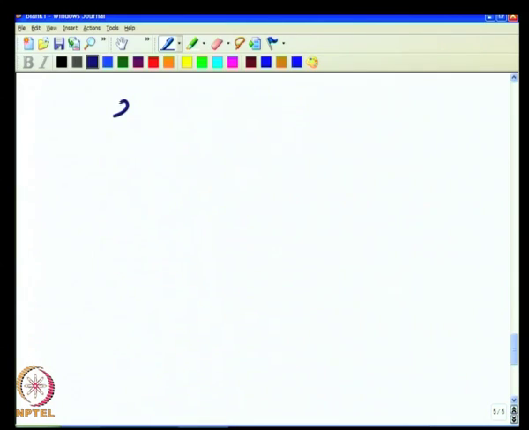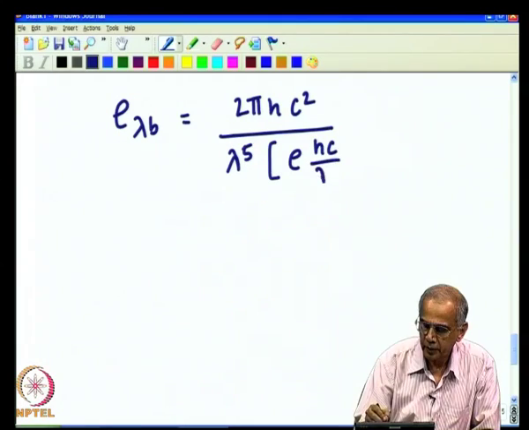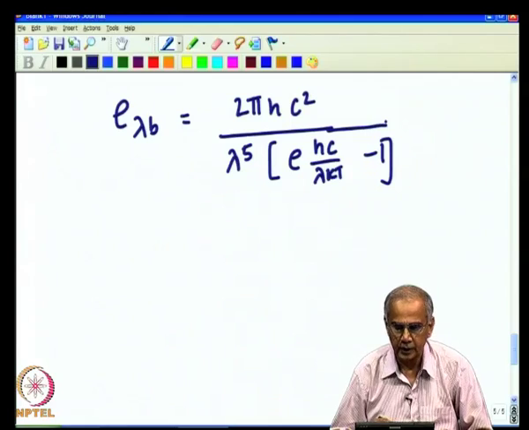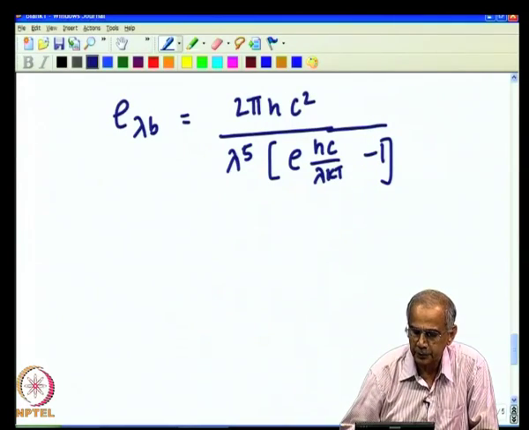So, E lambda b becomes 2 pi h c squared over lambda to the power of 5, times 1 over e to the power of h c by lambda k T minus 1. So, this is an expression that is used very often. This expression has interesting properties.